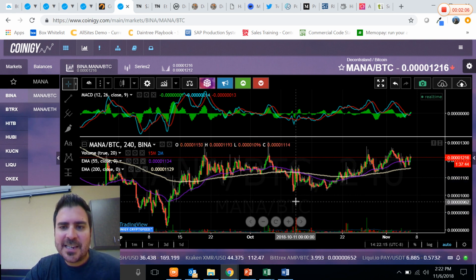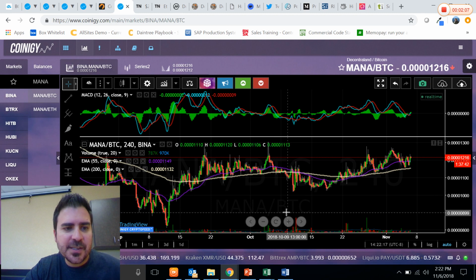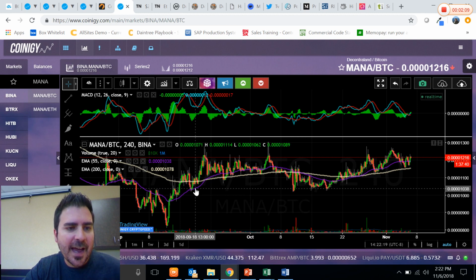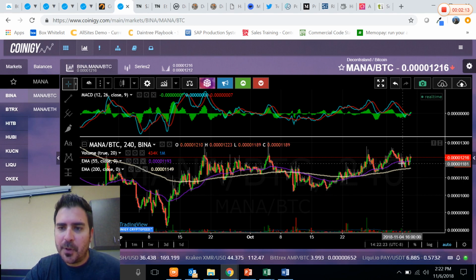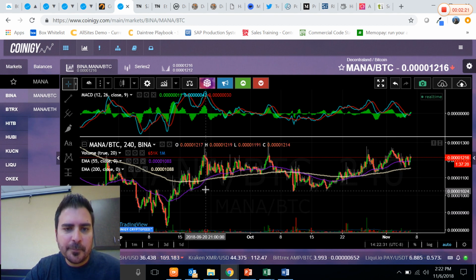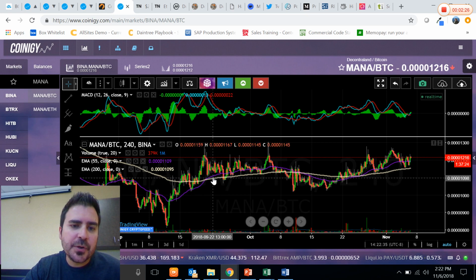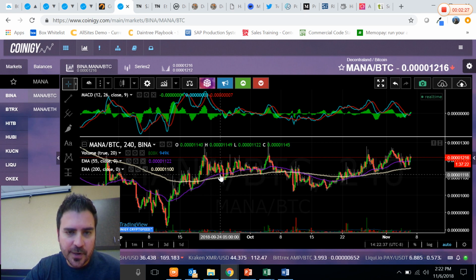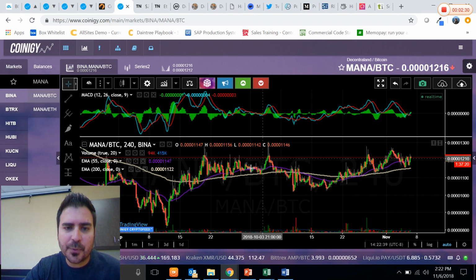So one very particular strategy that you can use is the EMA or moving average, using the 55 moving average and the 200 moving average, right? The purple line is the 55 moving average, the yellow or white line is the 200 moving average. And if you notice, every single time we see a crossover where the 55 moving average goes above the 200 moving average, you see a spike in the price, right?